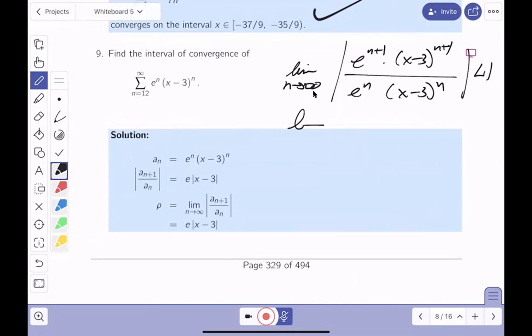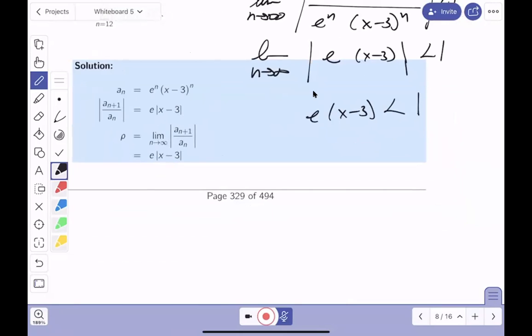What do you get for your limit? As n goes to infinity, the absolute value of e, and then you get x minus 3, and that's the absolute value, less than 1. Wow, that's an easy limit. You get e times (x minus 3), absolute value, less than 1, by the way, which means it's between those two numbers, minus 1 and 1.